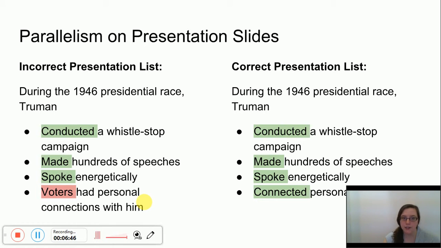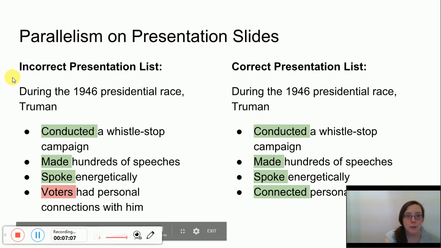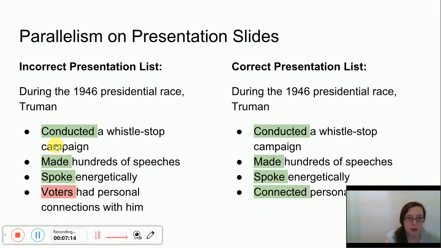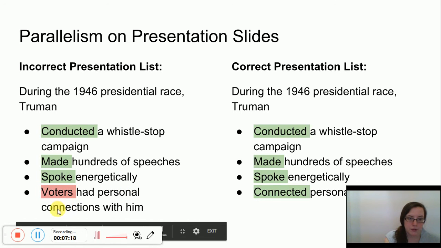Parallelism on presentation slides. So certainly on the slide itself, you want to have parallel structure with your language, but even between slides, like in the headers of your slides, you want to have parallel language. It's for clear communication, so your reader can follow along as best as possible. The incorrect presentation list here would say, "During the 1946 presidential race, Truman conducted a whistle-stop campaign, made hundreds of speeches, spoke energetically, voters had personal connections with him."